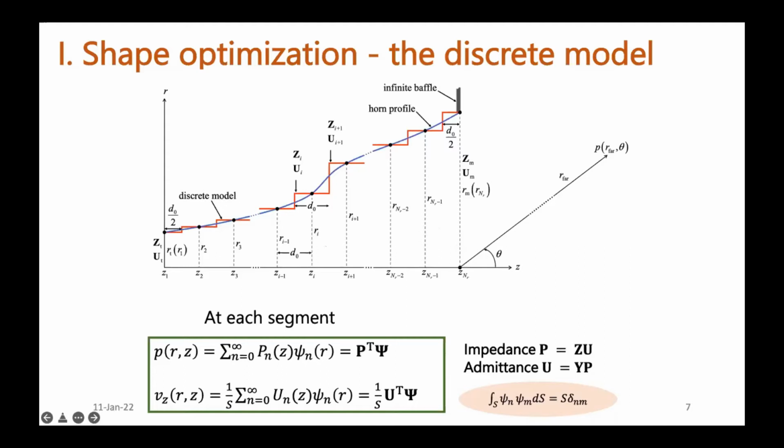obtain the sound field and the velocity at the mouth. And finally, we can use the Hankel transform to get the far field directivity function.